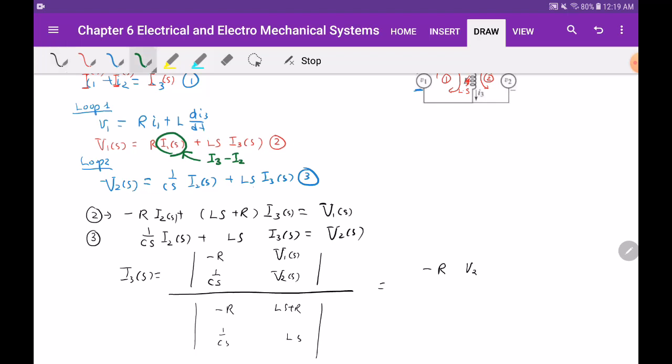So that's equal to, now I'm going to have minus R times V2 on the top. How do you find the determinant? It's this multiplication minus that one, minus the blue one. The first one, the green one, then minus 1 over CS times V1 sub S. And divide by the determinant, which is negative R times L times S, this multiplication, minus 1 over CS times LS plus R.